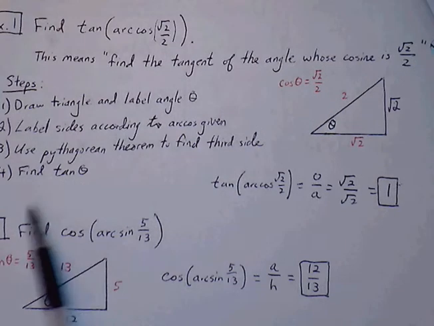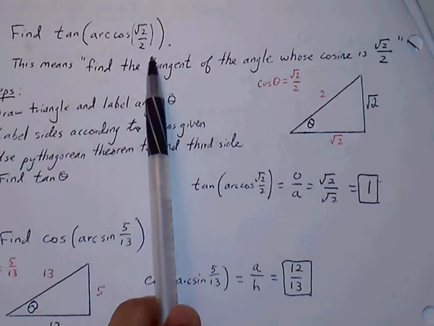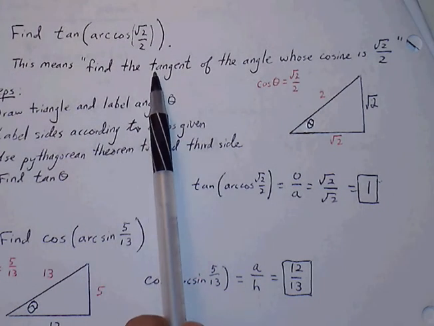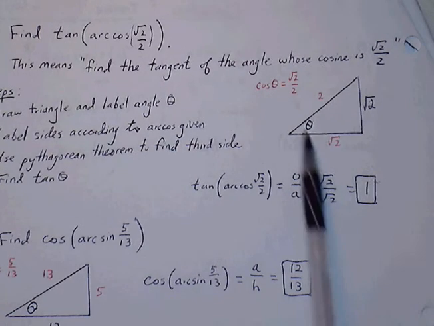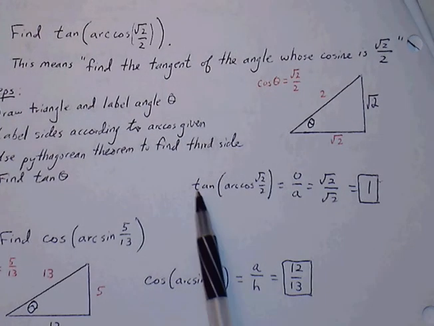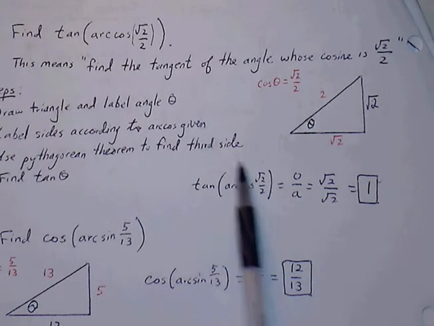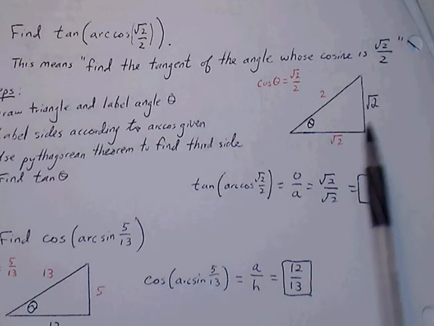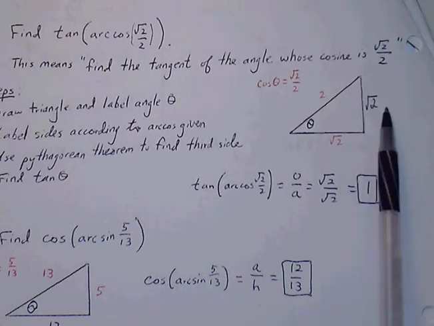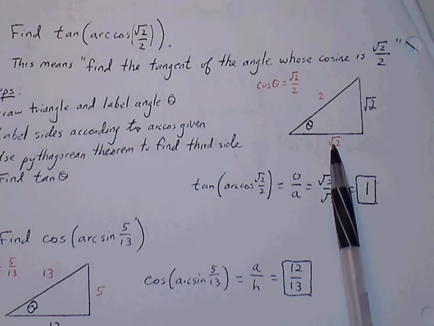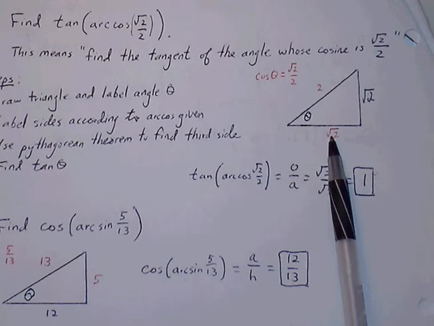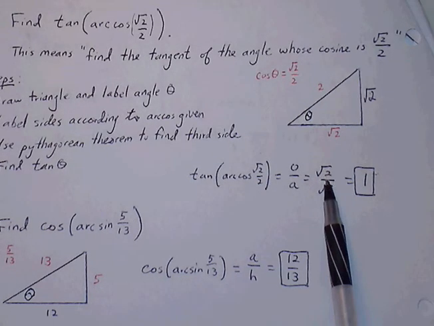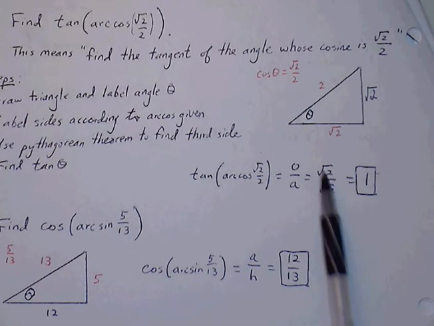Now we can find tangent of theta. We're trying to find the tangent of the angle whose cosine is root 2 over 2. Now we have information about the triangle. Tangent is opposite over adjacent, the trig relationship for tangent. Opposite is root 2, adjacent is root 2, so root 2 over root 2 is equal to 1.